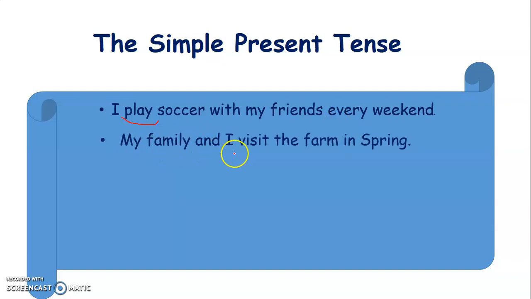My family and I visit the farm in spring. So usually when it's springtime, my family and I visit the farm. Visit here is the verb. Again, we added nothing to the verb. We only used the base form. The subject here is my family and I. We visit.